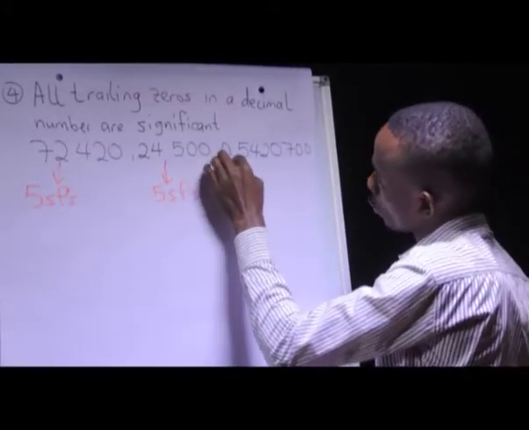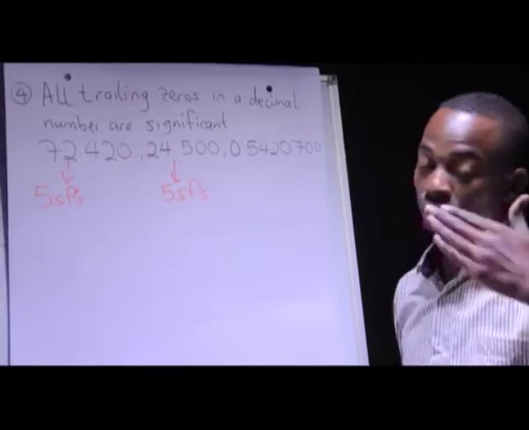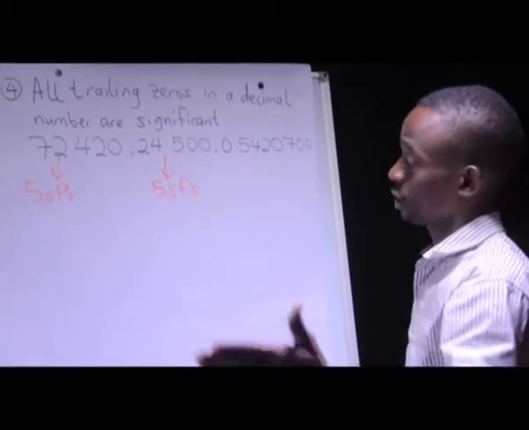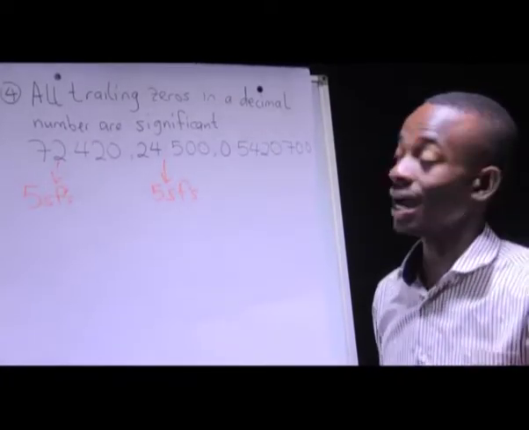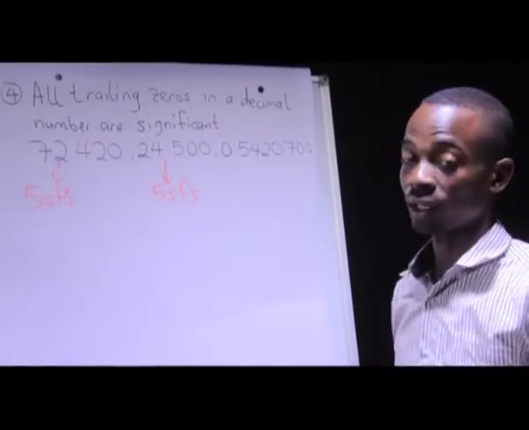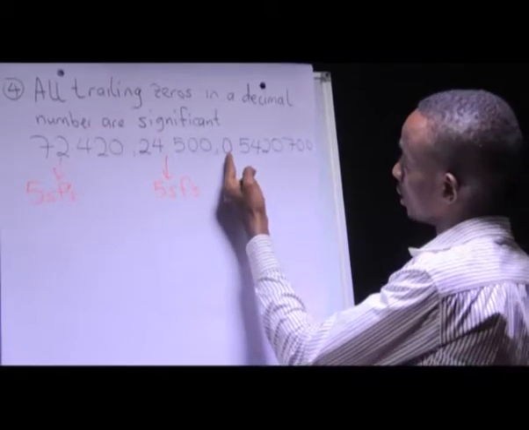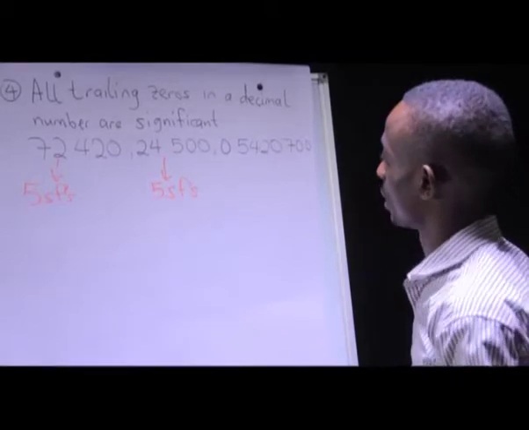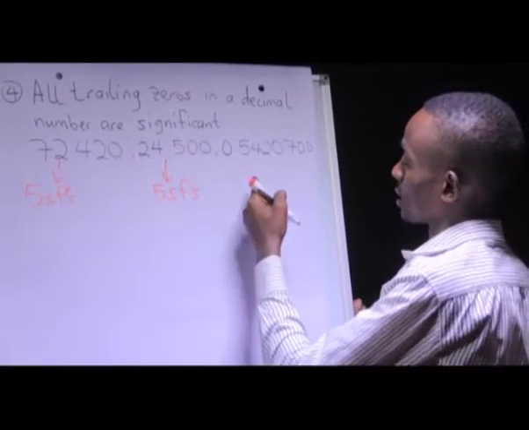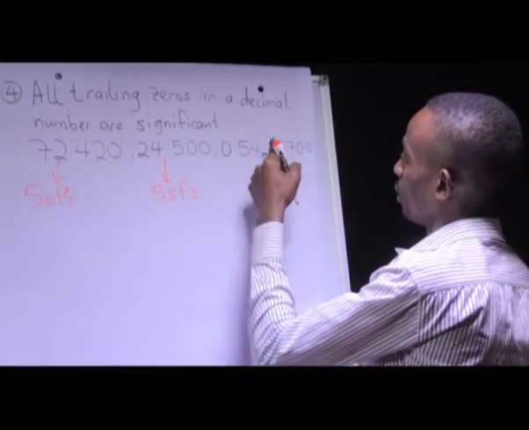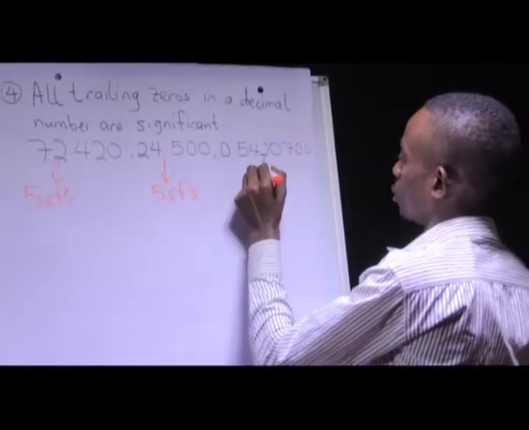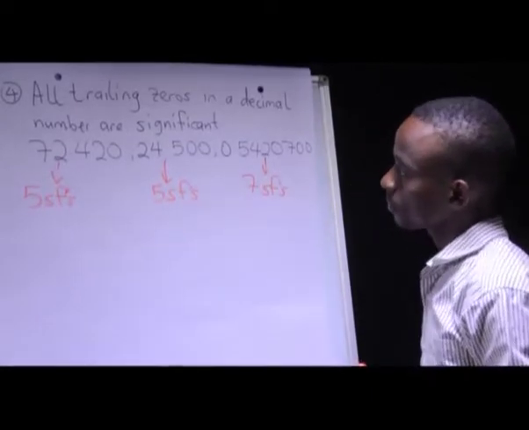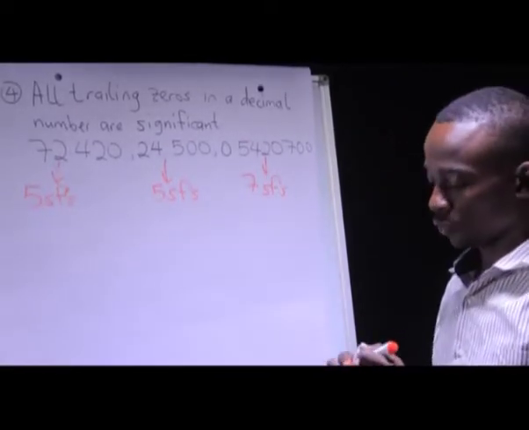Then how about the 0 at the start? When we go back to condition 3, which was saying that all leading zeros, in other words, the zeros which are at the start, are said to be not significant. So this 0 is not significant, but this 0 is significant, and even these 2 other zeros are significant. So when I'm looking for the number of significant figures, I'm going to start with this one. 1, 2, 3, 4, 5, 6, 7. So here I have 7 significant figures. So that is condition 4.